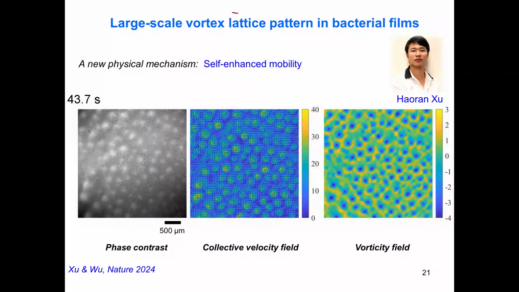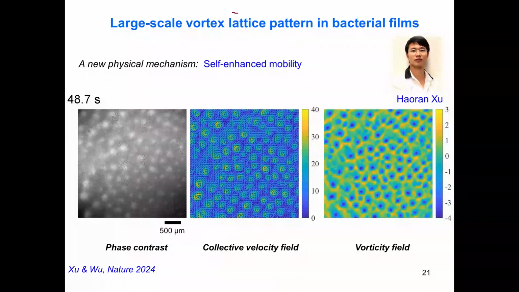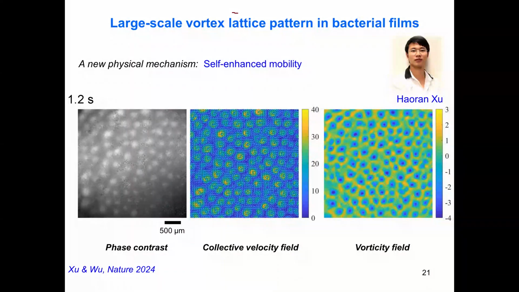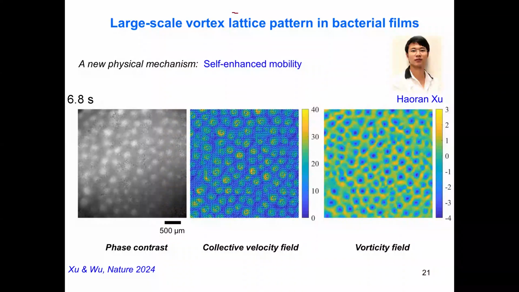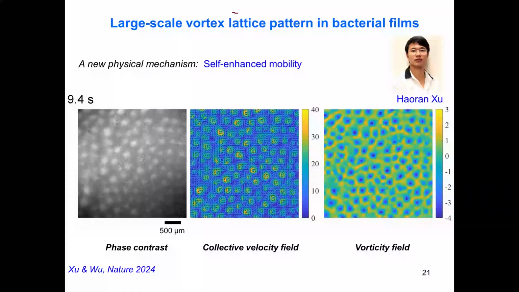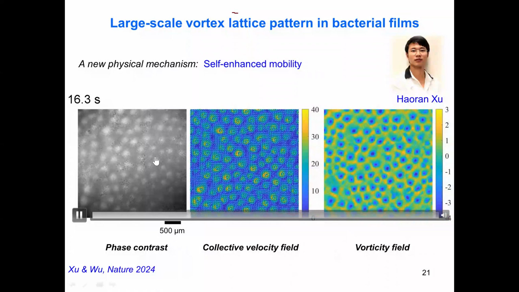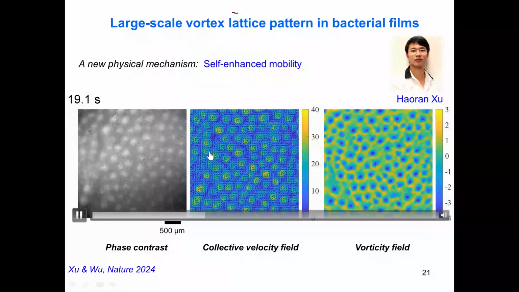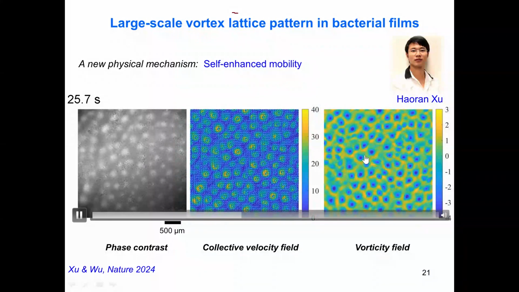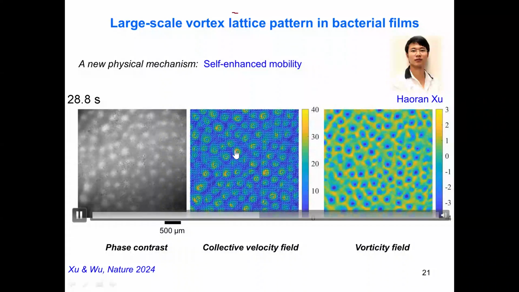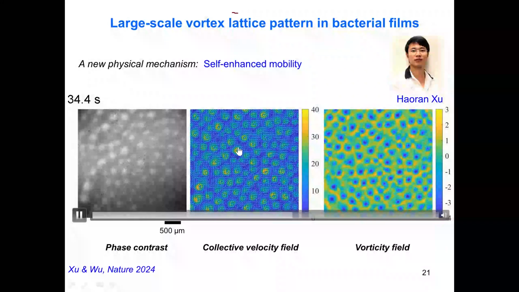So this film spontaneously developed a lattice of vortices, and these vortices are arranged in space in a highly regular manner. So here, what we are looking at is a video, as shown by the timestamp here. As you can see, from the velocity field or vorticity field, the vortices are highly stable in space.